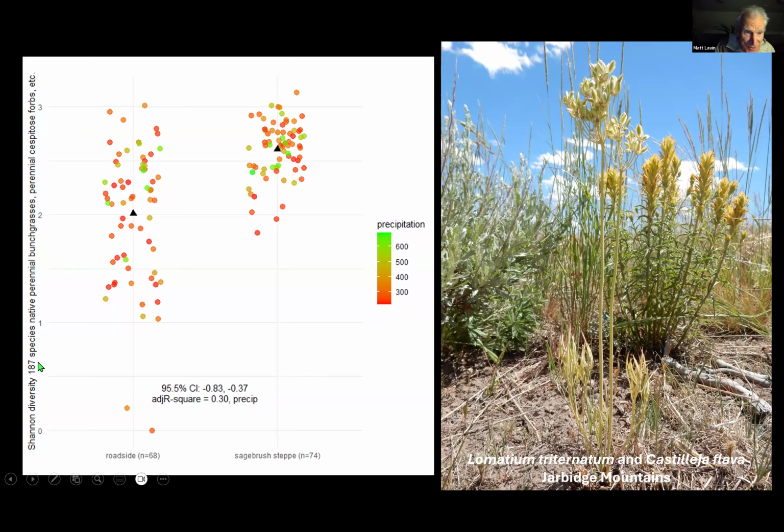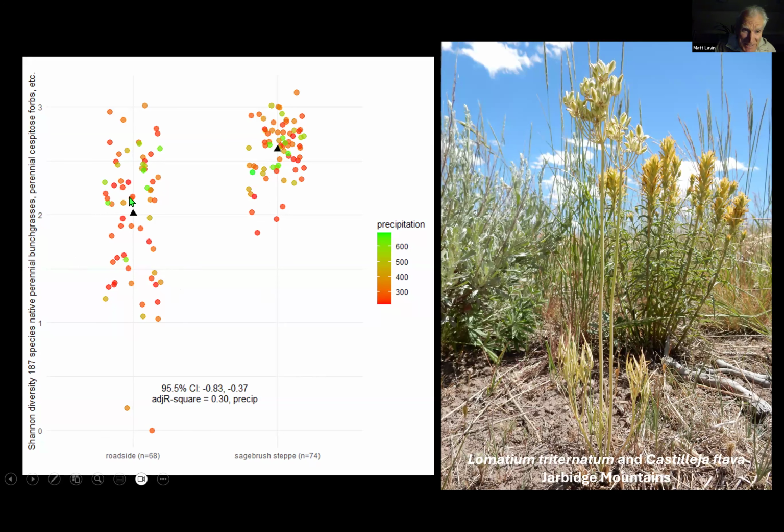So if we do that, there's 187 total. And you can see that it's a 99.5% confidence interval. Both numbers are negative, which means this mean value in the roadside is significantly less than this mean value in the sagebrush steppe. So the decreasers are definitely more common in the sagebrush steppe than the adjacent roadside.